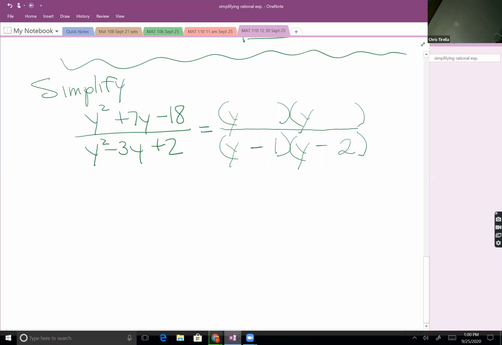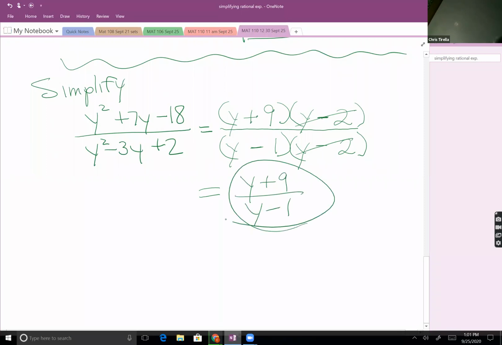Y squared is y times y. My signs are opposite. One's a plus, one's a minus. And now I'm looking at factors of 18. And I'm looking at what I did already. I'm kind of making my first guess, 9 and 2. If I do it that way, I notice I get -2y plus 9y, which gives me that 7. And I've got my common factor. So the final answer is y plus 9 over y minus 1. We good?